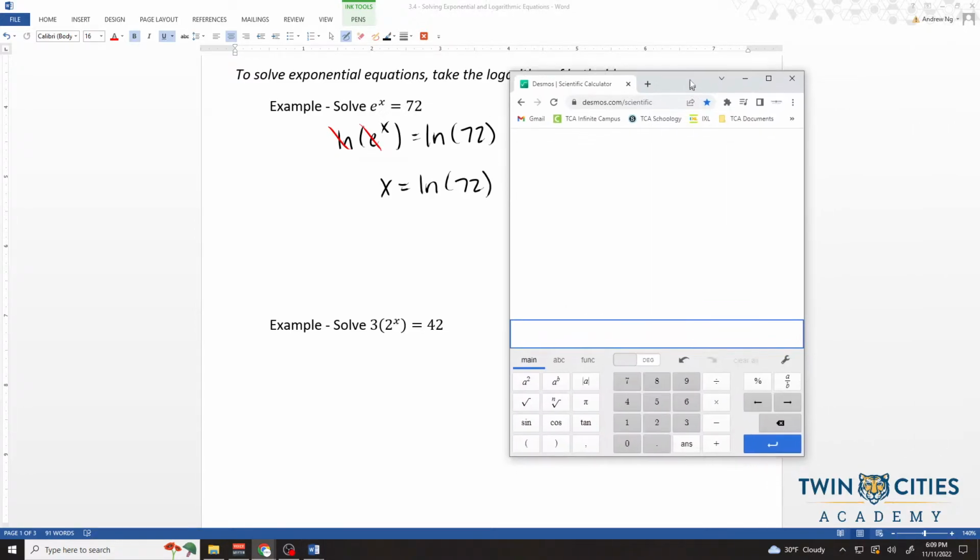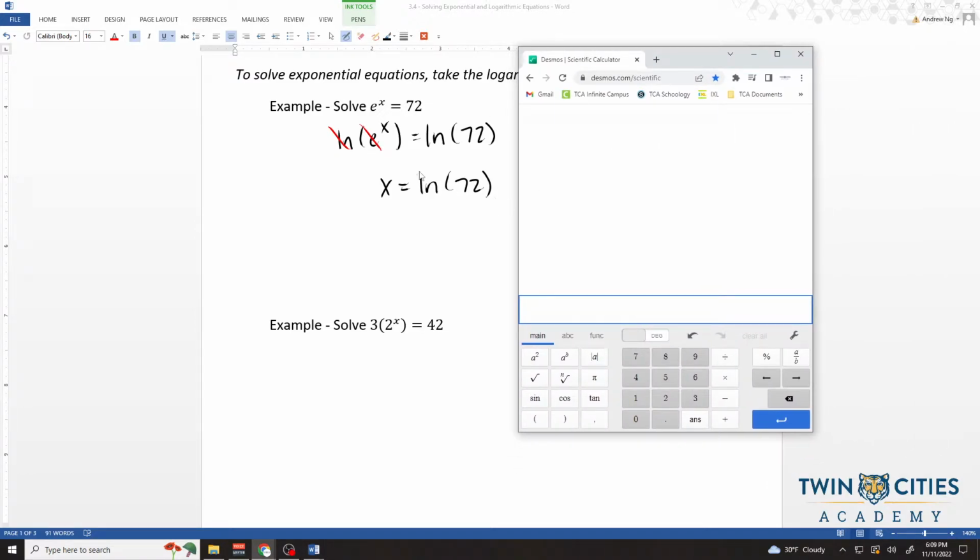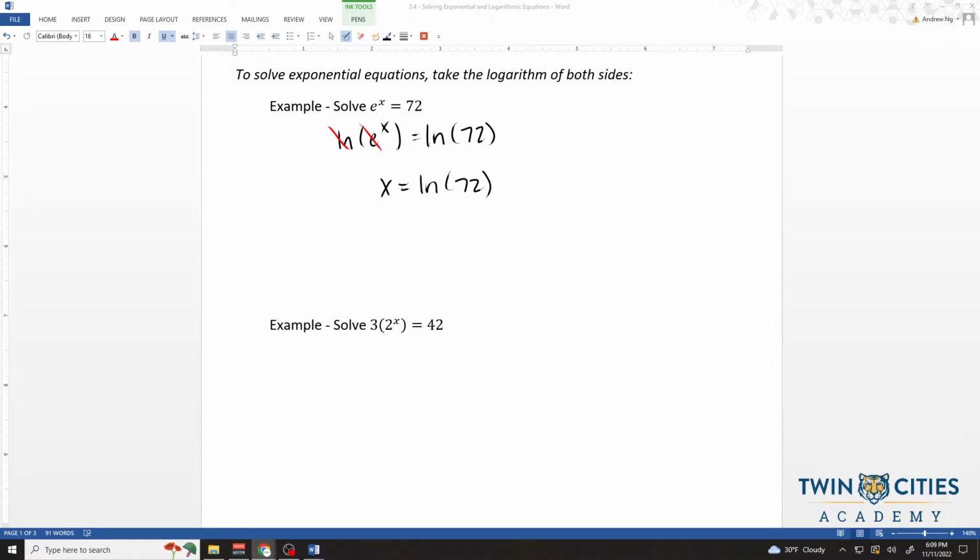So I can go back into my calculator, and instead of trying to guess and check for x in e to the x, I can now just find what is the natural log of 72. And it's roughly 4.28. We'll round that 7 up because of the 6. So x is roughly 4.28.